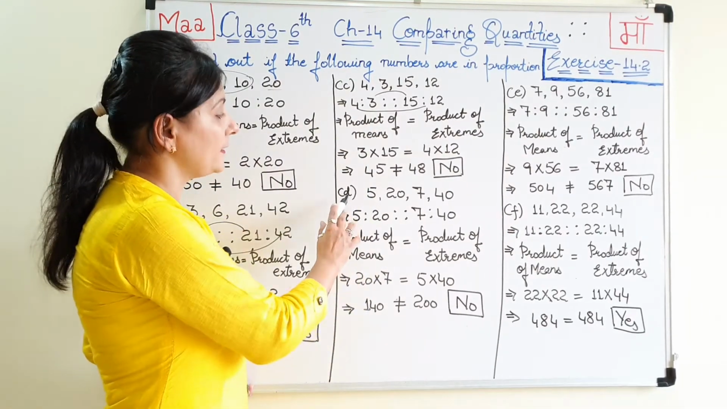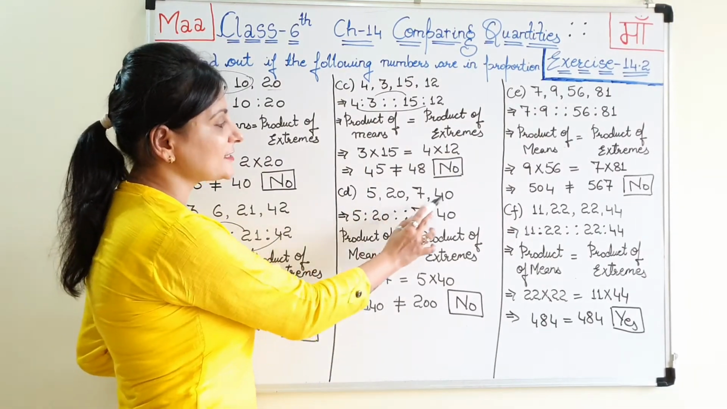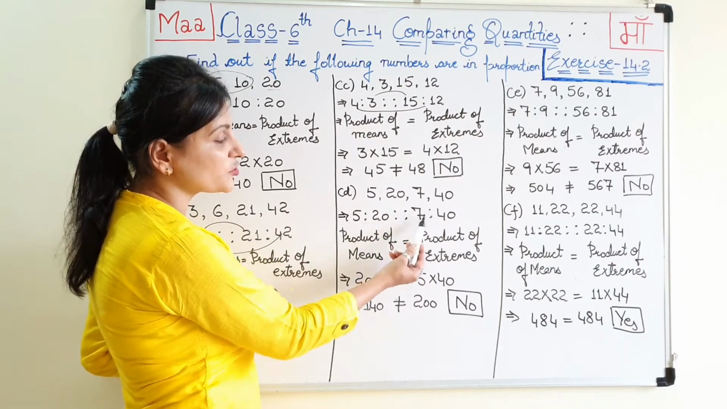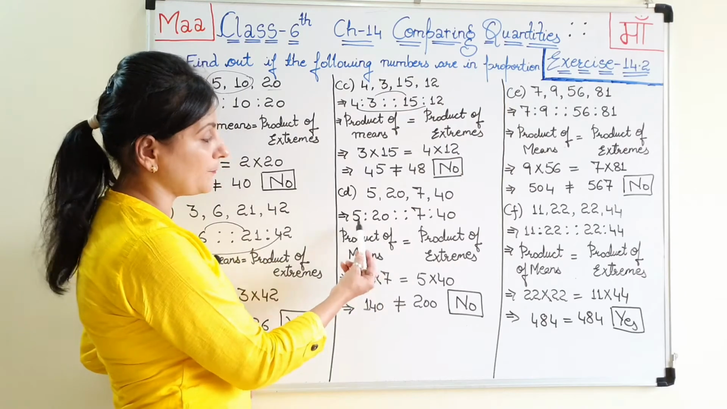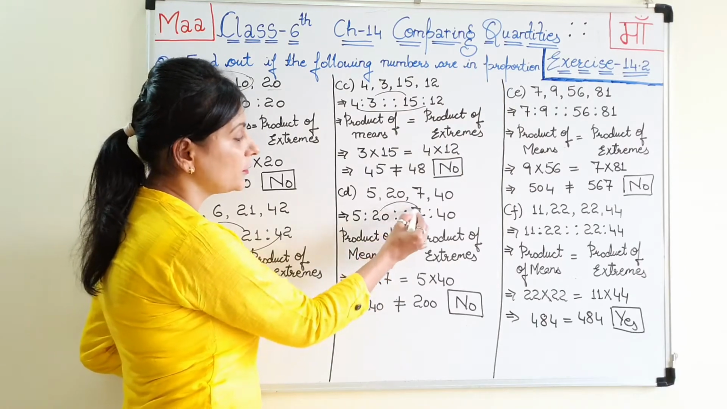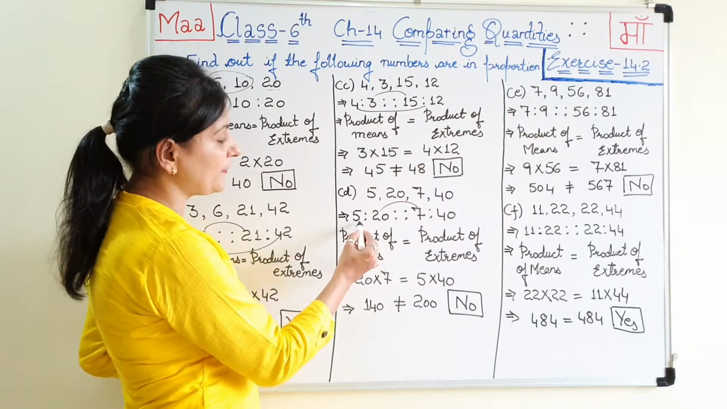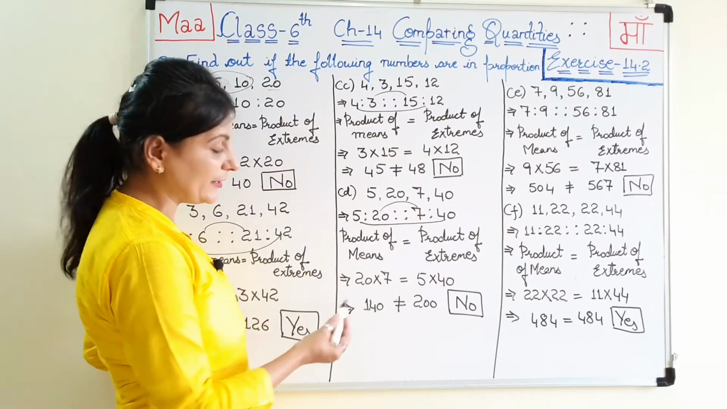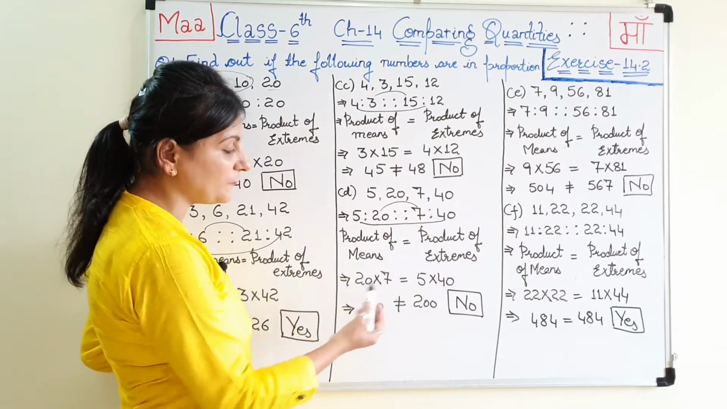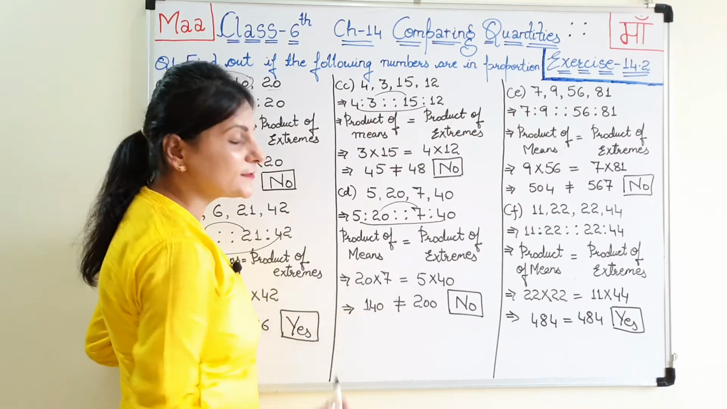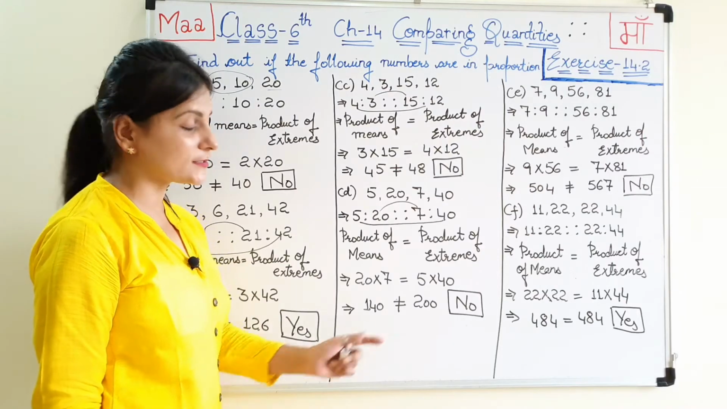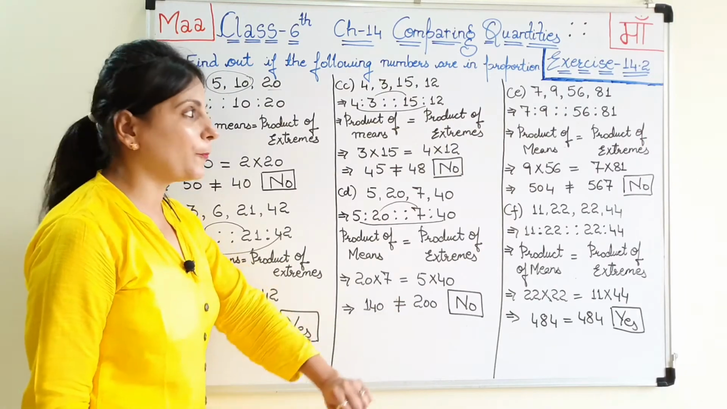Okay, then D part, 5, 20, 7, 40. Arrange it in proportion, 5:20 proportion 7:40. Again, product of means, 20 and 7, will be multiplied, and product of extremes, 5 and 40, will be multiplied. So 20 into 7 is 140 and 5 into 40 is 200. Again, you can see that LHS is not equal to RHS. That means they are not in proportion.